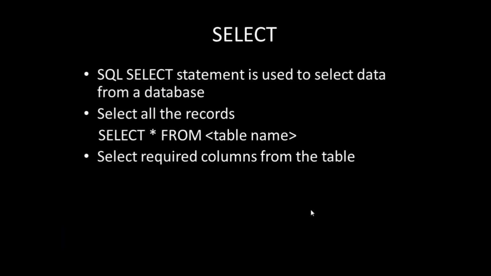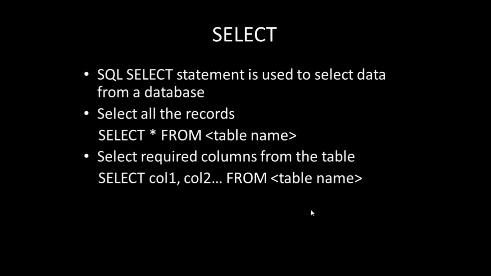Now, if you want to select required columns from the table, I don't want all the columns, I want to get the data of a few columns of the table. To run this statement, you should know the column names. The syntax is select column 1, comma, column 2. You can type all the columns that you want, then from, and then the table name. So let's see this.